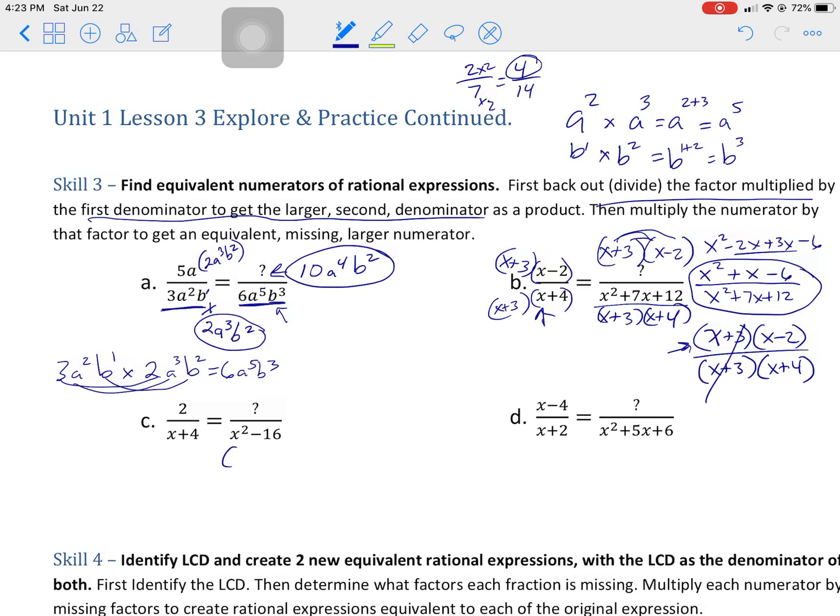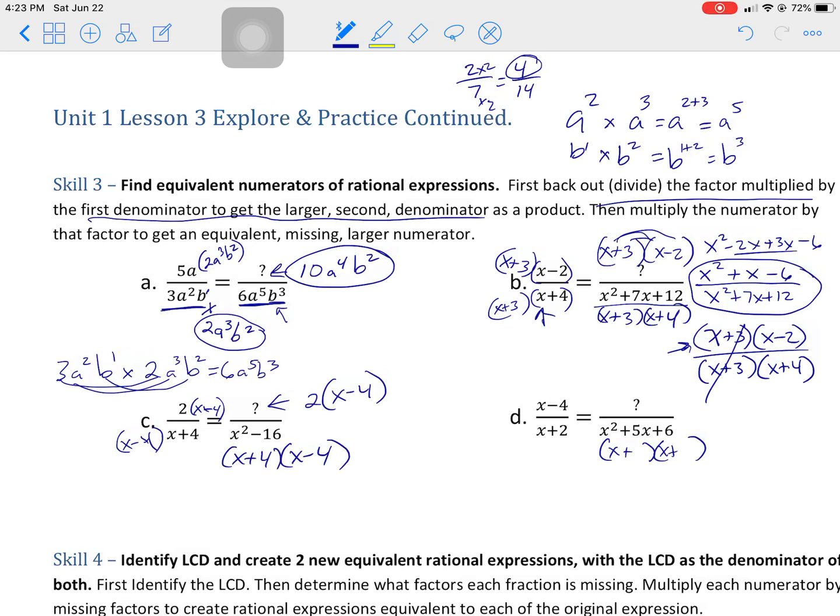How about this one? This is a perfect square minus a perfect square, a plus and a minus, and then the root is 4. 4 times 4 is 16. All right, which means this one got multiplied by x minus 4. So this needs to be multiplied by x minus 4. So my final answer for this right here is 2 times x minus 4. That's all. Okay?